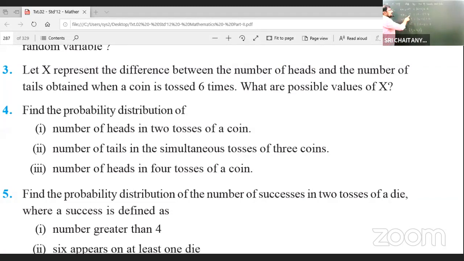And 5 heads, 1 tail, 4. 4 heads and 2 tails, 4 minus 2. 3 heads and 3 tails, 0. Right? So try to understand that X has values. Therefore, it is varying. So X is a random variable. Copy this one.